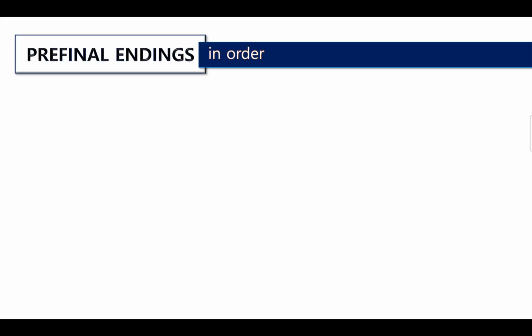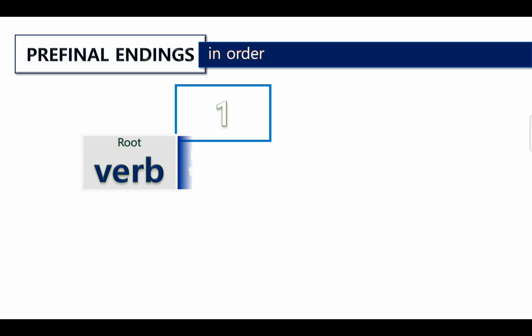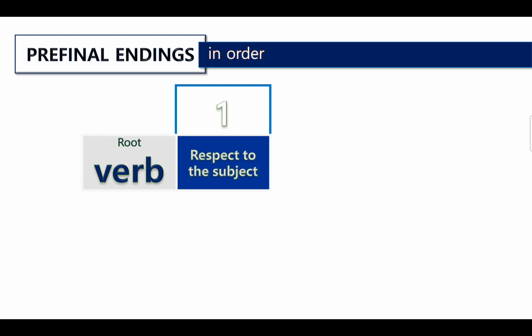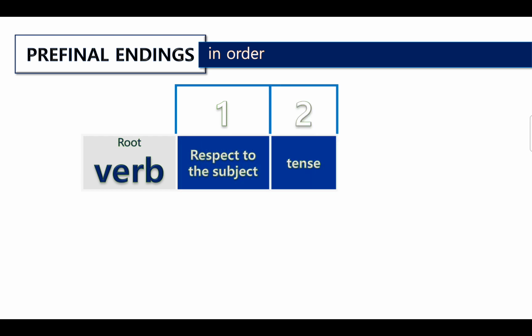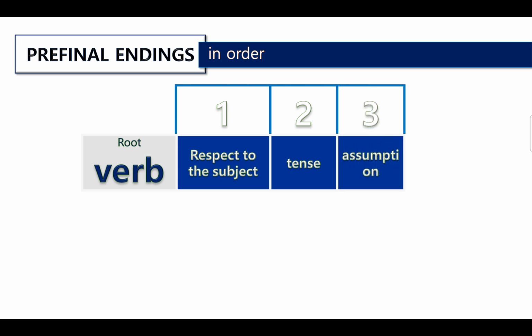Pre-final endings have their own order. Okay, so behind the root verb, the first pre-final ending is 시. Okay? How about the second? Tense, like ot, or sometimes 는. And the third one is assumption. Okay? And then behind pre-final endings, we need final endings.